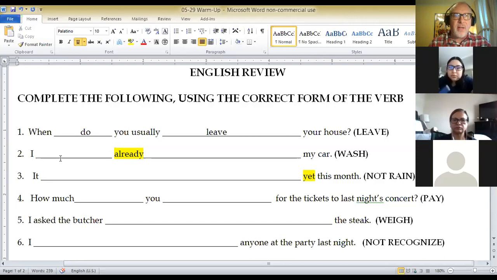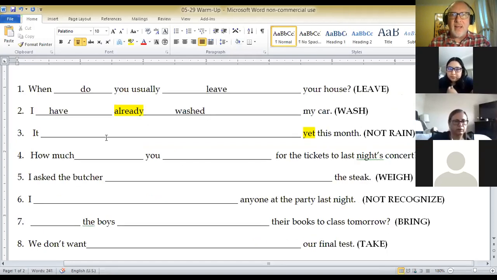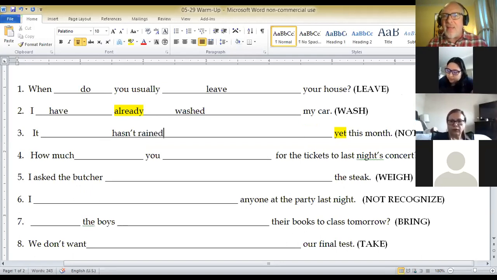The next one says my car, I what? I have already washed my car. The next one says not yet this month. So what can we say? Hasn't. It hasn't rained yet this month. Whenever we have not yet, we're going to use present perfect. Maybe it will rain tomorrow, but it hasn't rained yet.